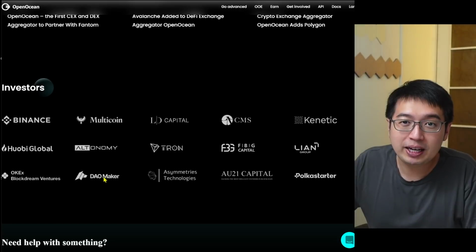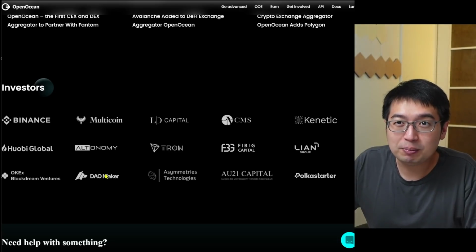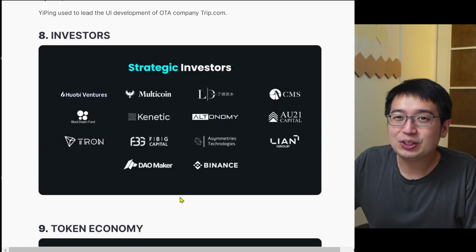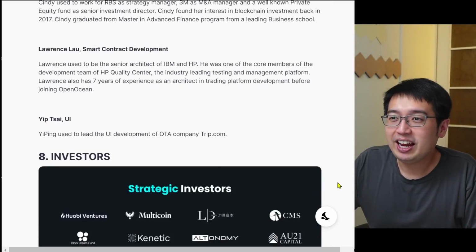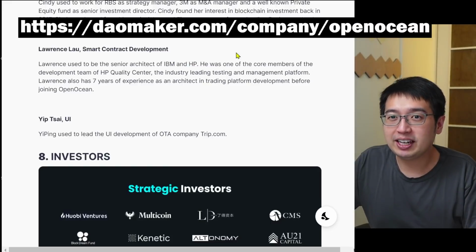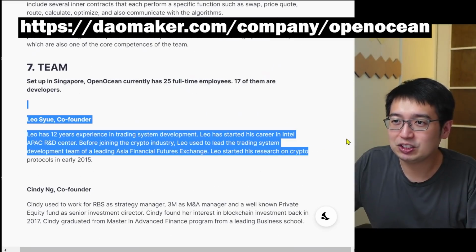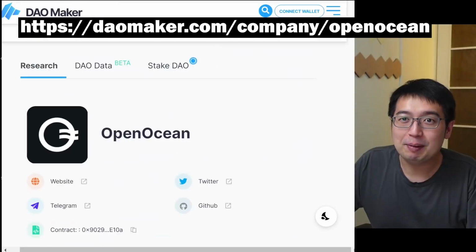You can see DAOmaker was an investor in the platform. OpenOcean partially launched because of DAOmaker, so there is a relationship there. And if we look at the DAOmaker website, this is actually the website where you can learn a lot more at a glance. It kind of gives you a really good overview about everything.